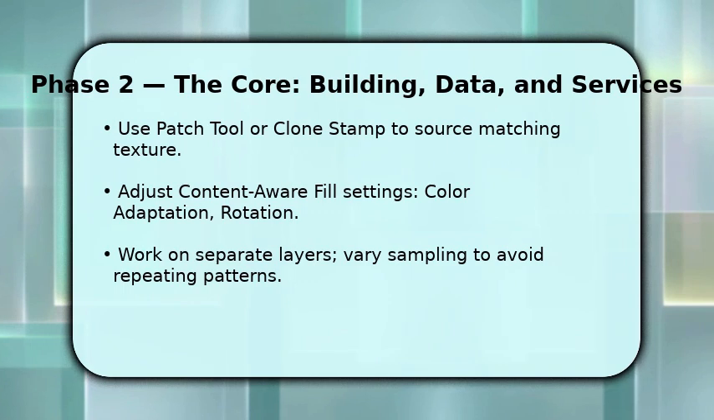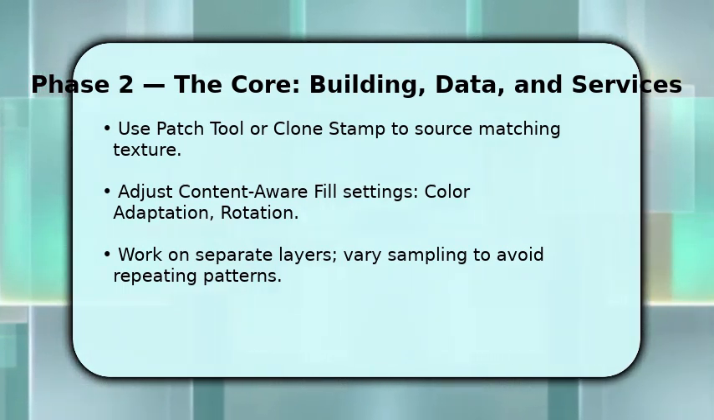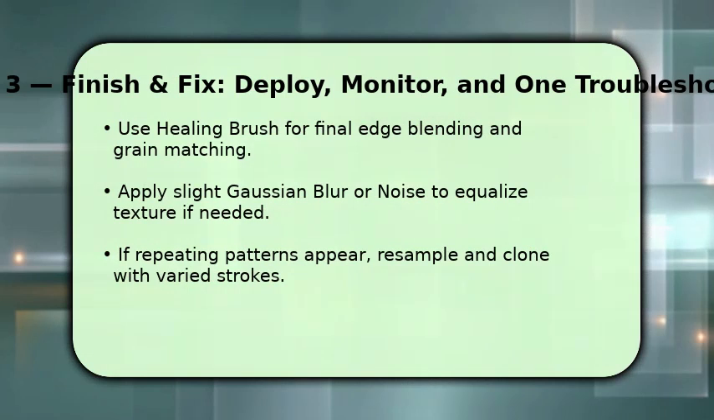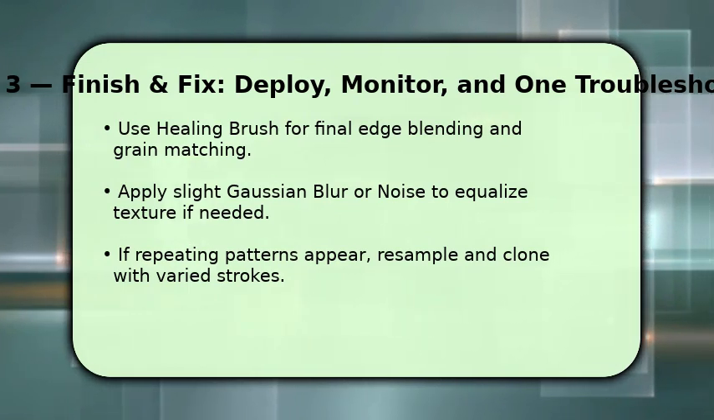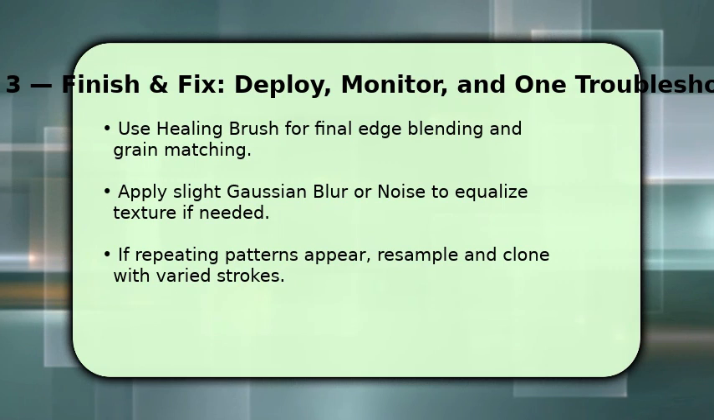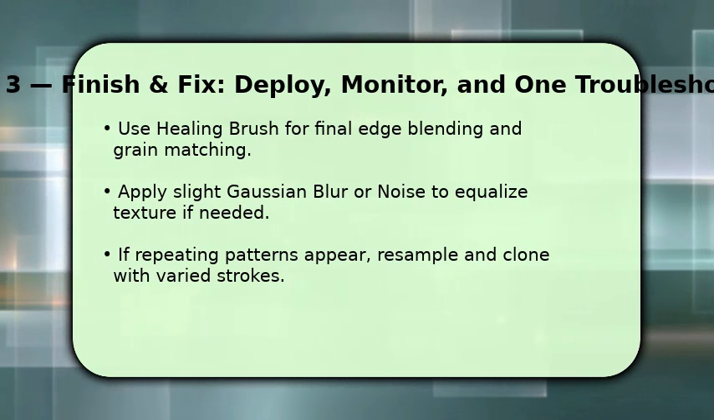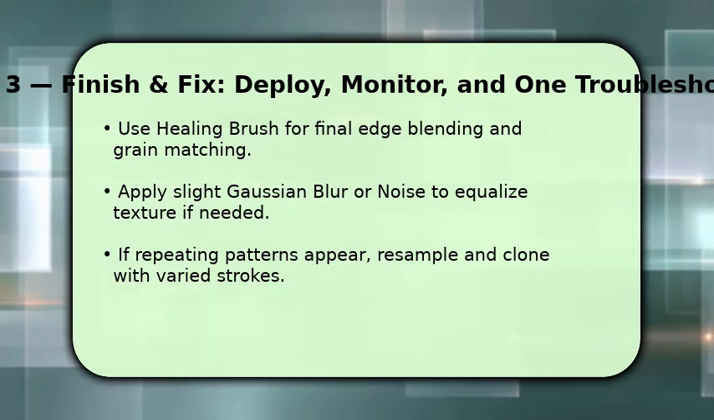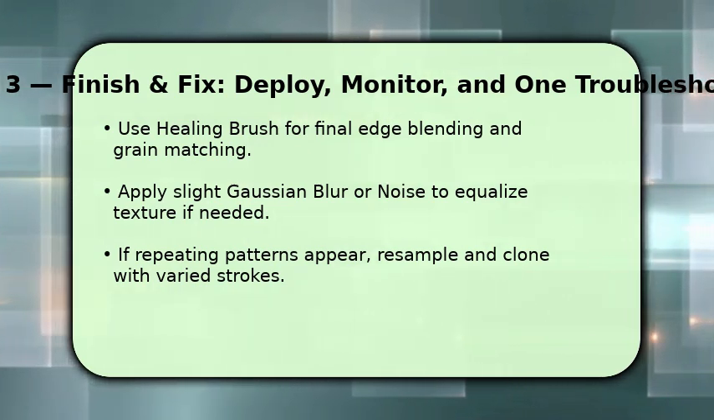As you work, toggle your layers on and off to compare and maintain consistent grain, lighting, and edge flow. Finish by evening out edges. Use the Spot Healing or Healing Brush on a new layer, sampling nearby pixels to match grain and color. If the repaired area looks too smooth, add a touch of noise or a very small Gaussian blur to match the surrounding texture. When satisfied, merge visible or export a flattened copy.